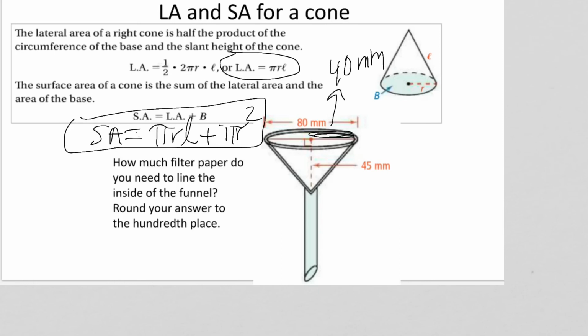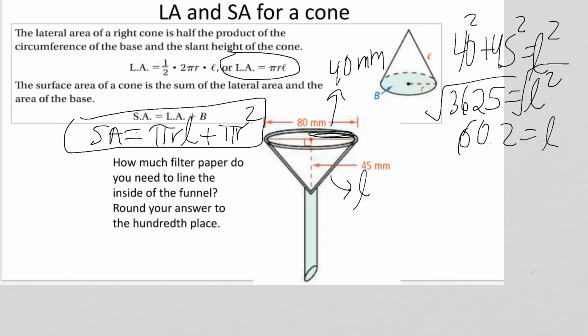I have no clue what the L is, the slant height, but again, we have a right triangle, so we will be using Pythagorean again to find the slant height. So pause the video, plug in your two legs to find the L. Okay, when I plug in 40 squared plus 45 squared to equal that slant height squared, I get it to be about 60.2 millimeters for the slant height.